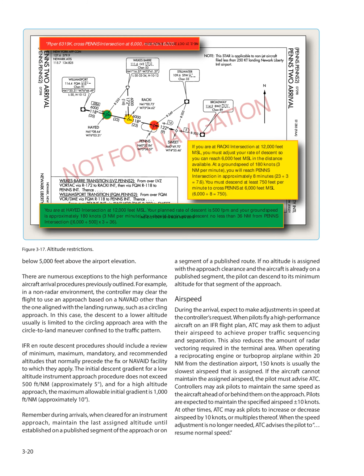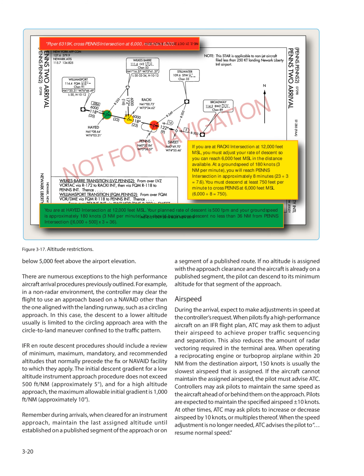There are numerous exceptions to the high-performance aircraft arrival procedures previously outlined. For example, in a non-radar environment, the controller may clear the flight to use an approach based on a navaid other than the one aligned with the landing runway, such as a circling approach. In this case, the descent to a lower altitude usually is limited to the circling approach area with the circle-to-land maneuver confined to the traffic pattern. IFR en route descent procedures should include a review of minimum, maximum, mandatory, and recommended altitudes that normally precede the fix or navaid facility to which they apply.